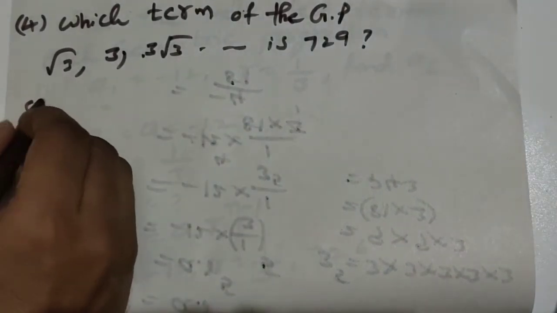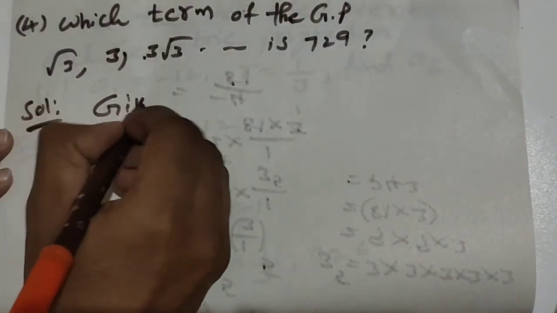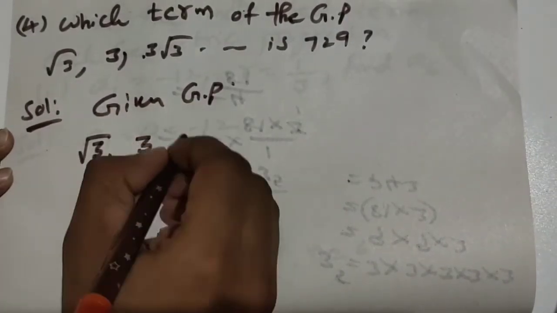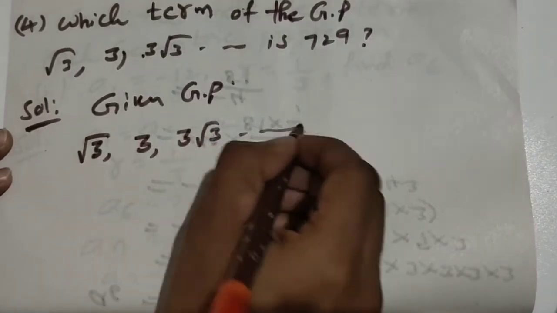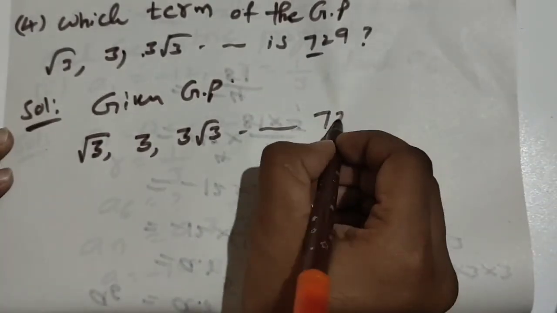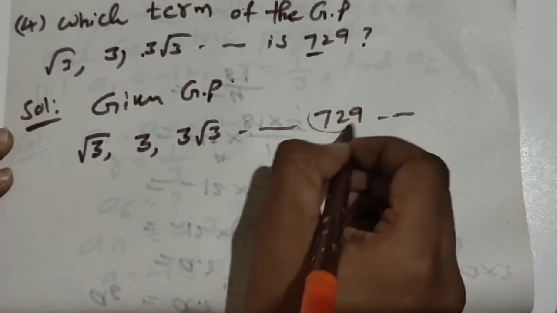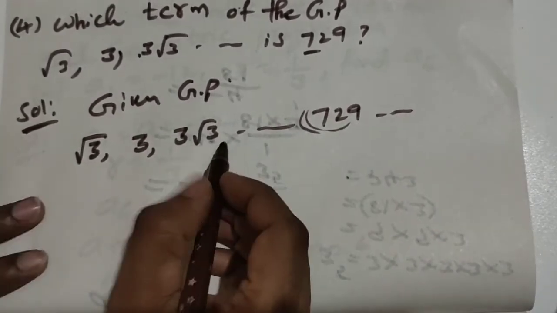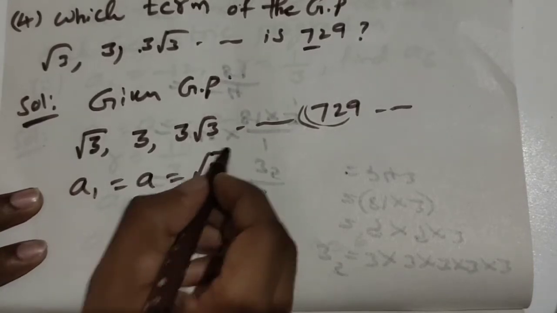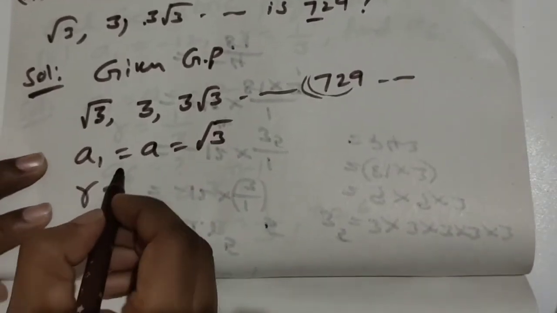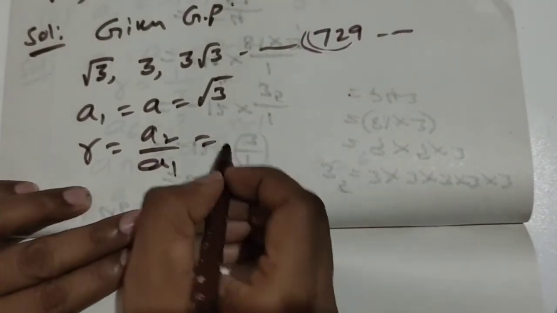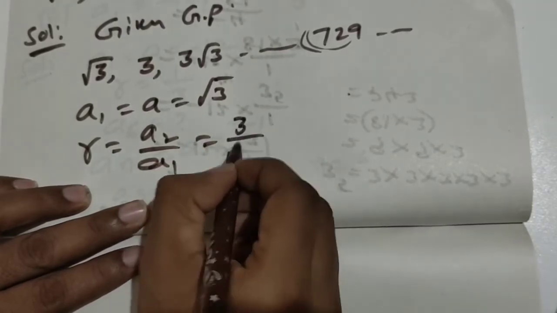Okay, so here in the solution, given GP root 3, 3 root 3, and so on. So here we have to find which term is 729. We have 729 somewhere, and we have to find the number of this particular term. So first of all write A1 is equal to root 3. Then common ratio, immediately find the common ratio. R is equal to A2 by A1. This we can make as 3 root 3 by root 3.